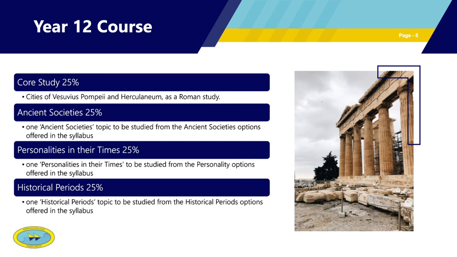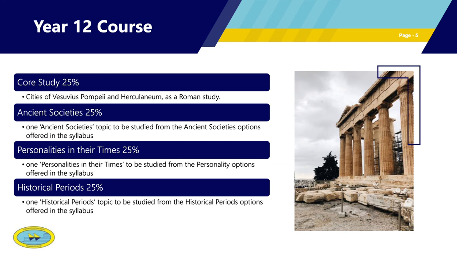You'll also do some work on an ancient society, which is Spartan society, to the Battle of Leuctra. So Sparta was an ancient city-state in Greece and is known for its warlike nature. We'll also look at a personality. The personality we look at is Hatshepsut. So Hatshepsut was a female pharaoh, and she actually ruled for 22 years. So a very, very significant individual in ancient history.